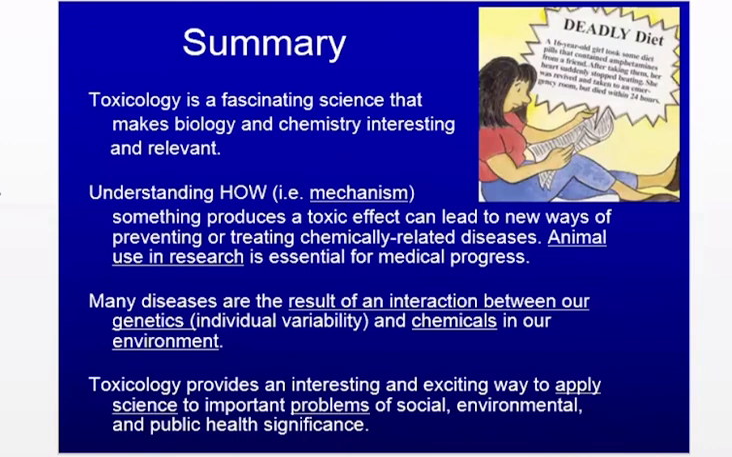So animal use in research is essential for medical progress. So if you want to really understand the mechanisms, you cannot use humans, but you can use animals to understand how these toxicants really affect the human body. So many diseases are the result of actually interaction between genetics, something that we mentioned earlier, and the chemicals in our body. So the individual variability in terms of genetics actually is very important, or in terms of the effects that you get after somebody has been exposed to the poison.